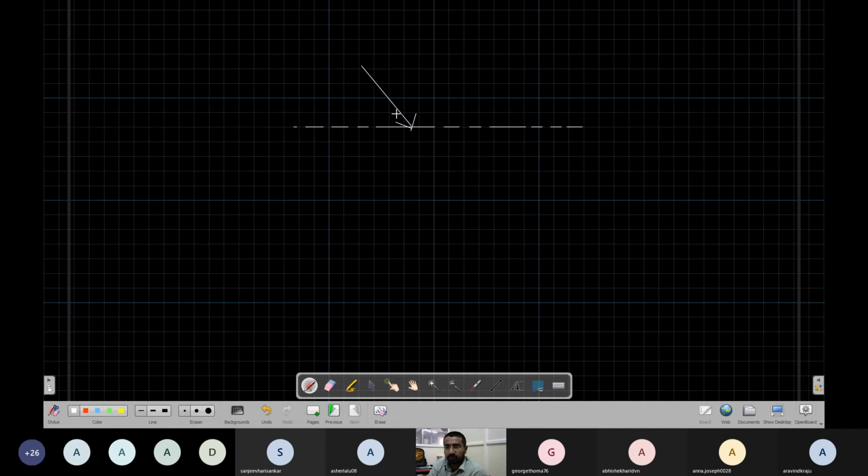With the horizontal. Let's say this force is F. What about the moment of this force about this point? Okay, so how do you solve this? This can be solved in many ways. One way is like this.